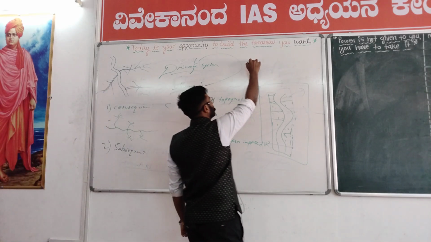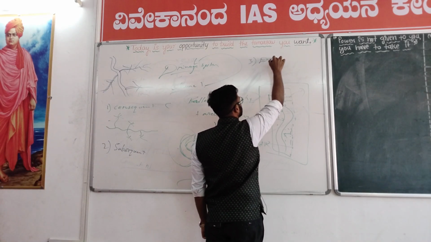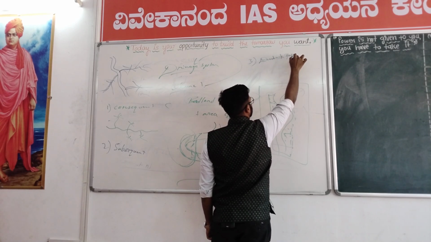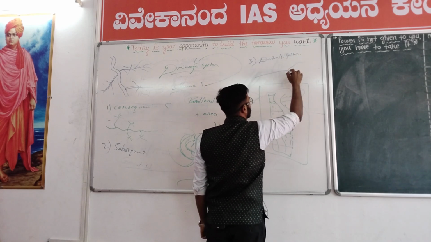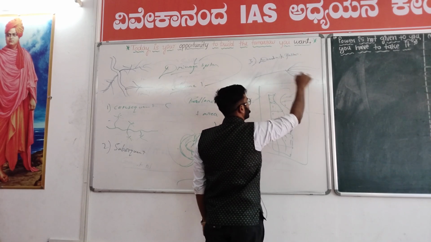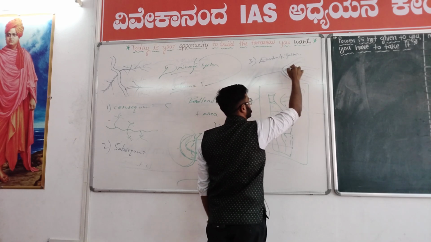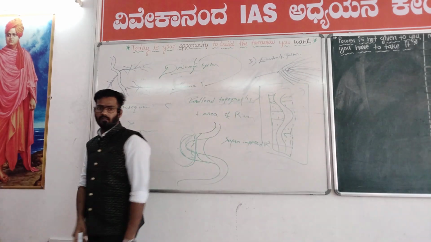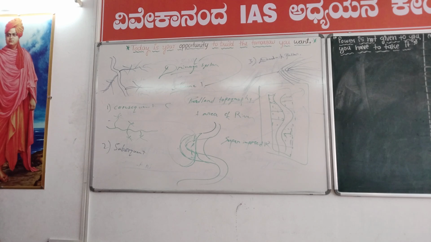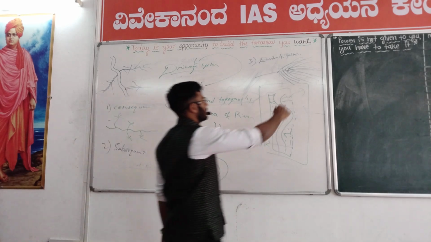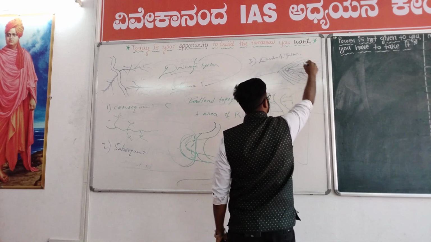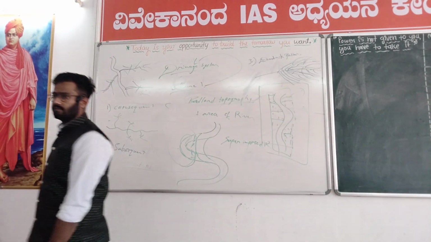Next, third one, dendritic pattern. See, dendritic is like our hair, like n number of tributaries at a single point of place. We call it a dendritic pattern. Many tributaries, like many branches. For this tributary also many branches. It looks like a bush. This is the dendritic pattern.